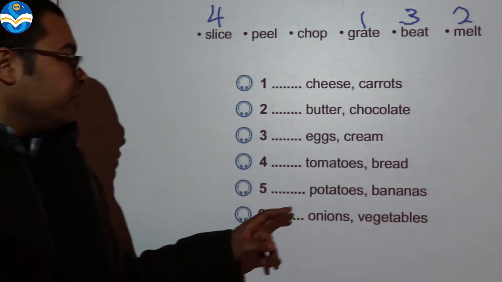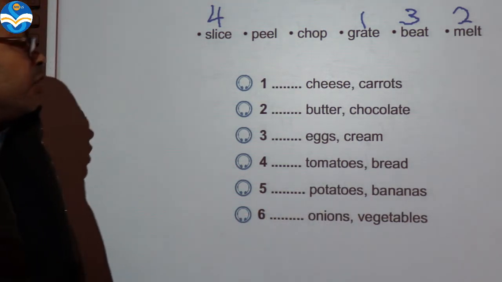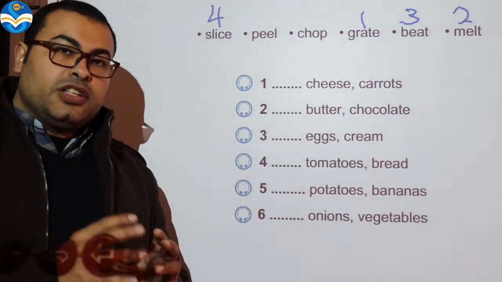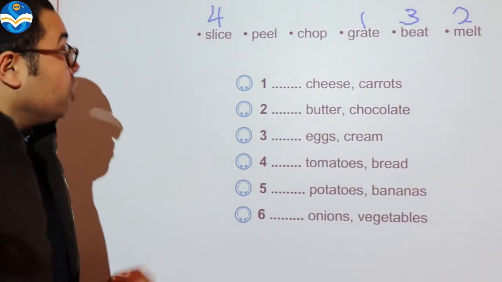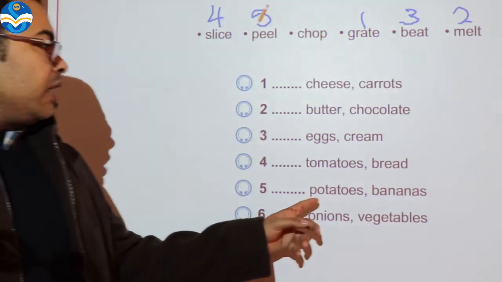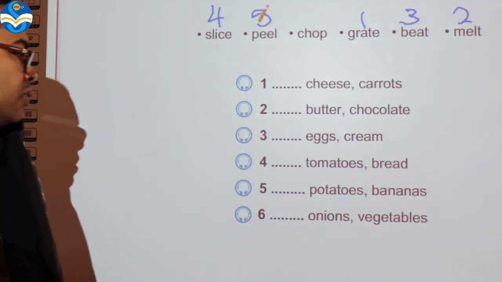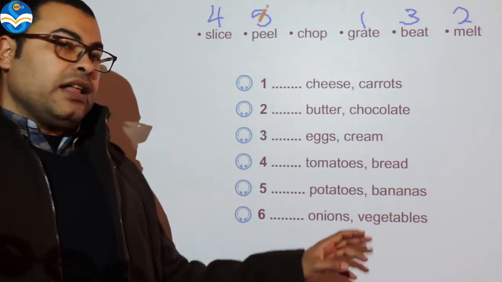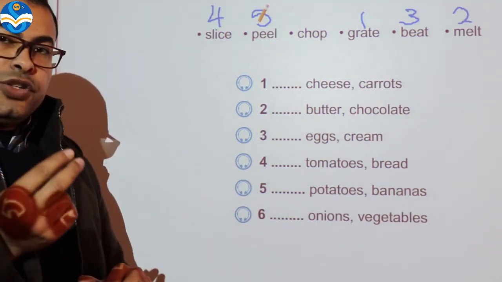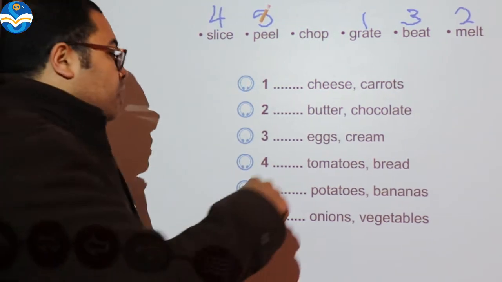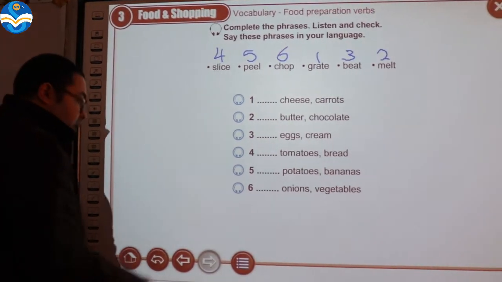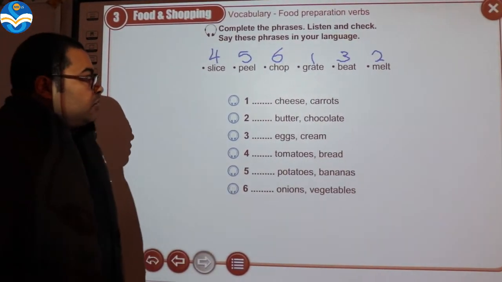Okay. Number 5. Potatoes and bananas. We can't eat potatoes and bananas with their outer skin, so we peel them. So we use peel with potatoes and bananas. Number 6, onions and vegetables. We cut them into small cubes, so we chop them. So number 6 will be chop. Let's listen to it.